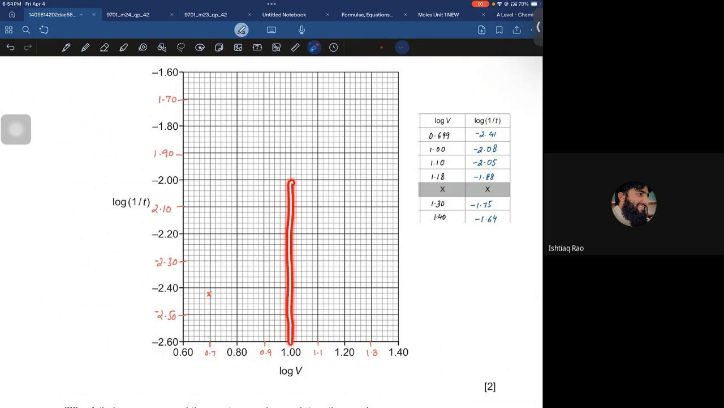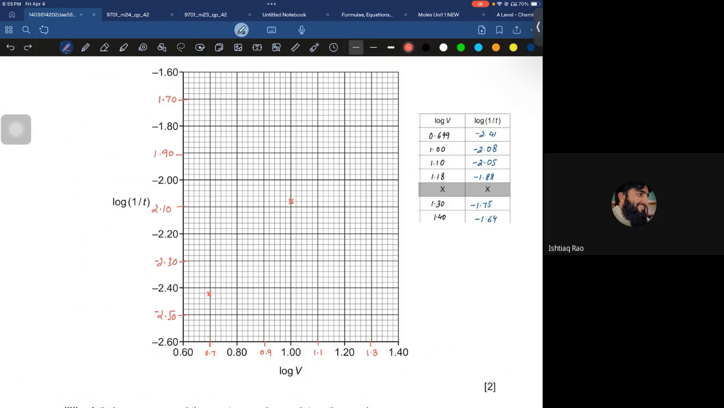So 2.08 would be somehow over there. It's 2.10, it's 2.20. So they are saying 2.08, so it would be here. Okay, 2.08, right? Then the next point says 1.10 and then negative 2.05. 1.10 is this, of course, and 2.05.